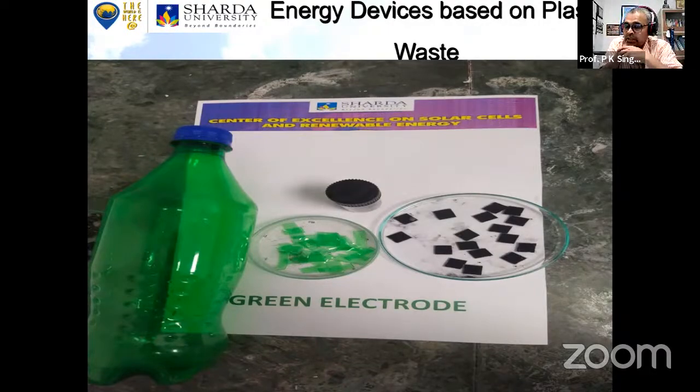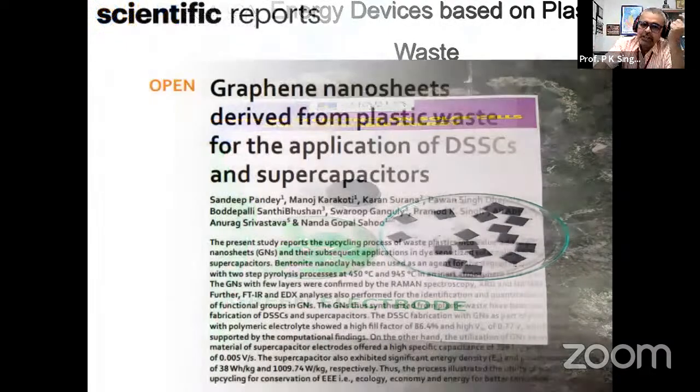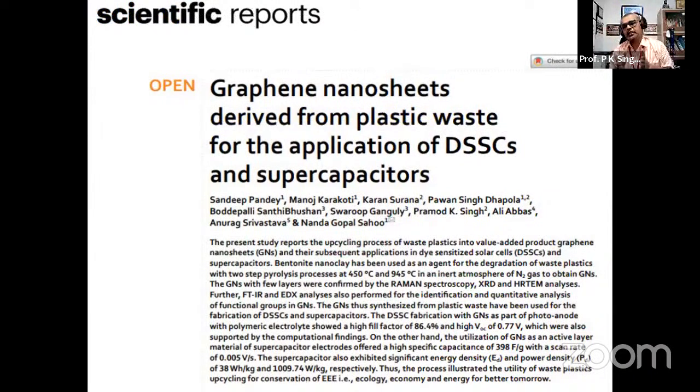DSSC, the dye-sensitized solar cell. I do not have enough time to go into the dye-sensitized solar cell and supercapacitor. Anybody can discuss with me after this talk or later using my email ID. I am always free for all my students and listeners, with good wishes. As a layman, I can understand that a dye-sensitized solar cell or supercapacitor is a device composed of an electrolyte sandwiched in a layer between two electrodes.